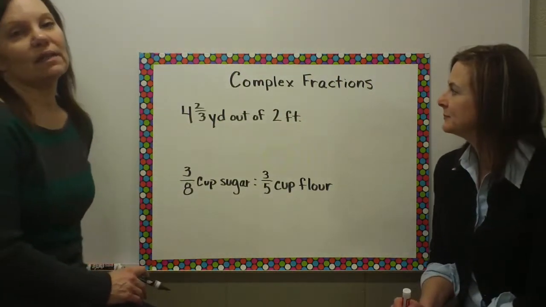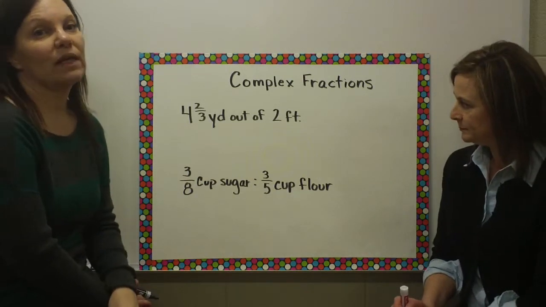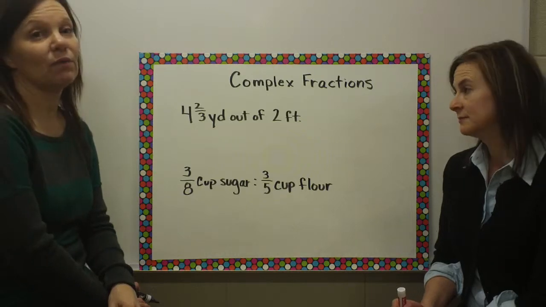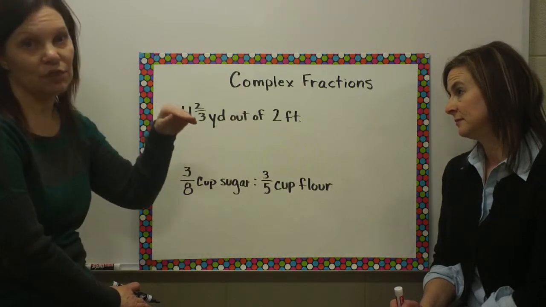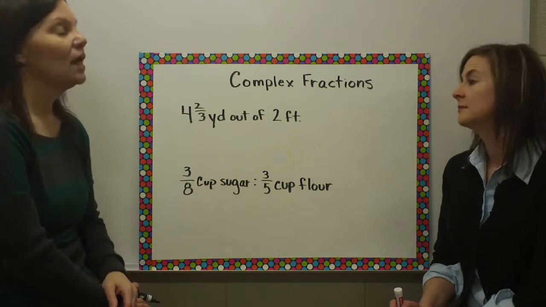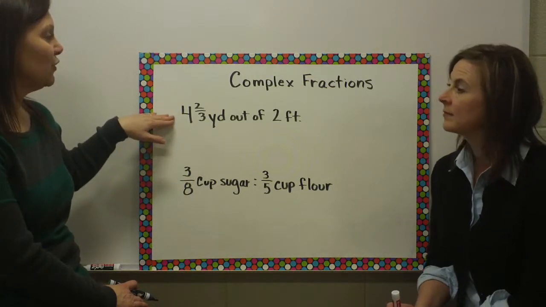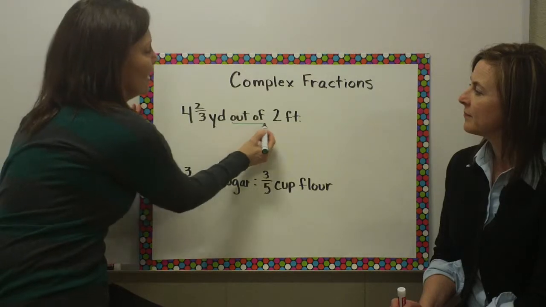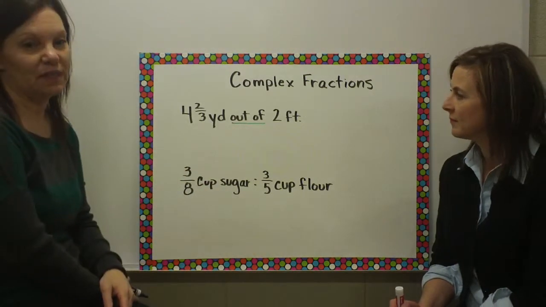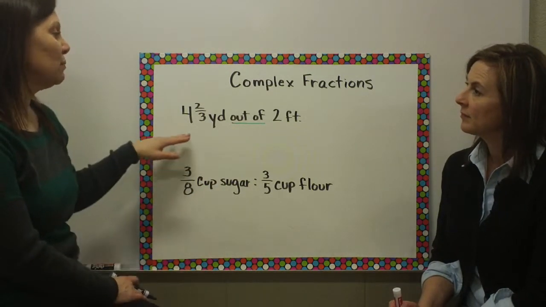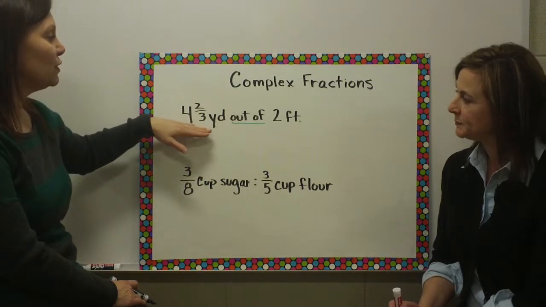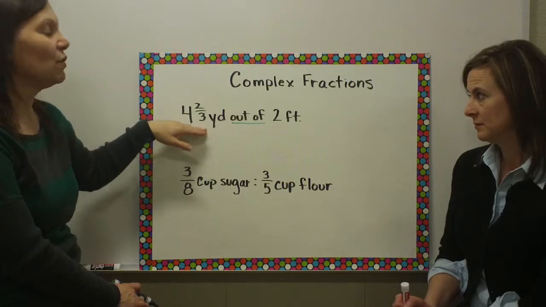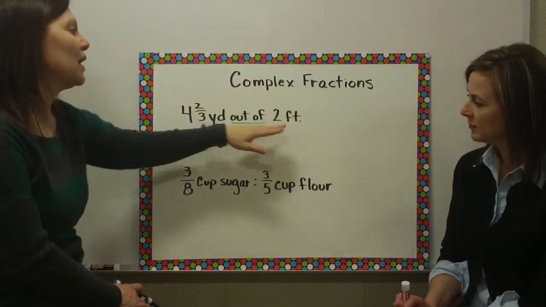We're going to be looking at some ratios that have what we call a complex fraction. Now remember, complex fractions are when we have a fraction, a division bar, and a second fraction. So for example, in this first problem, we have 4 2/3 yards out of 2 feet. So looking at this problem, we want to first make sure we have our units the same. Now in this problem we don't have the same units. We have a yard and we have a foot.